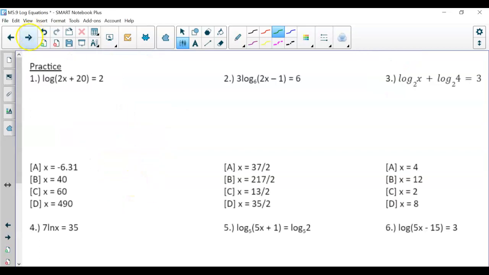So now it's just these practice problems. So go ahead and pause the video, go through these practice problems on your own, and then I'll go through these quickly so that you can check your answer and make sure that you're good on these problems.